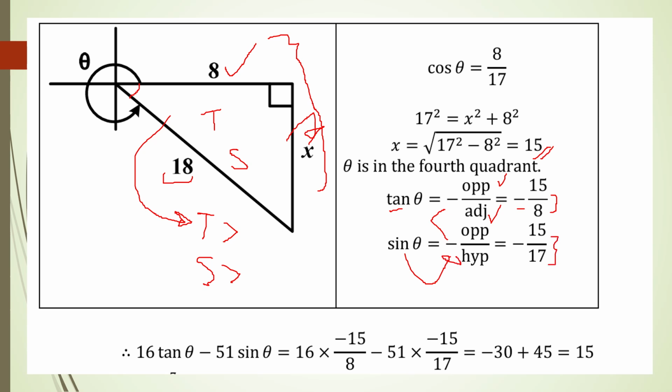Similar explanation. So we come to our task, and then we substitute for tan theta, and then we also substitute for sin theta. And if you do that, and you substitute everything in the calculator, you're going to end up with negative 30 plus 45, which is going to give you 15 as the final answer.